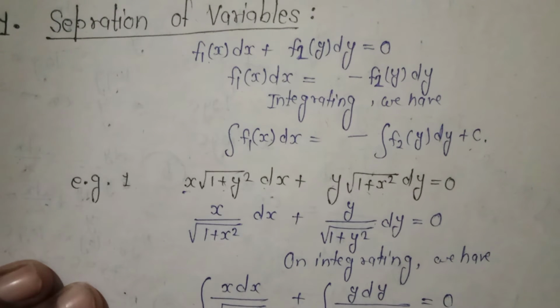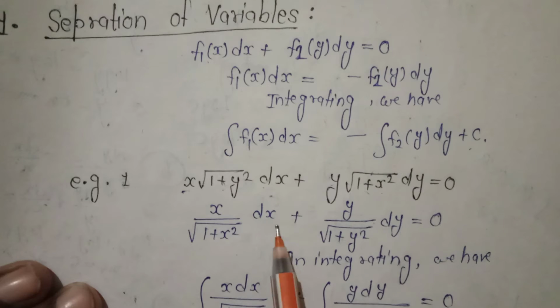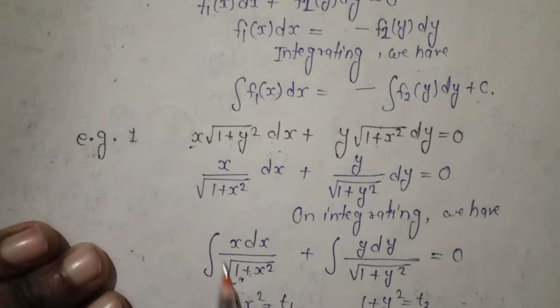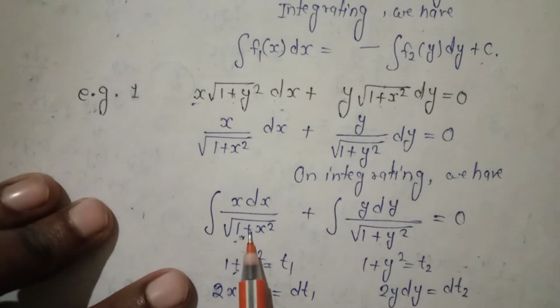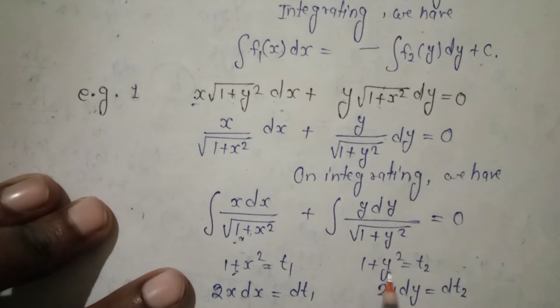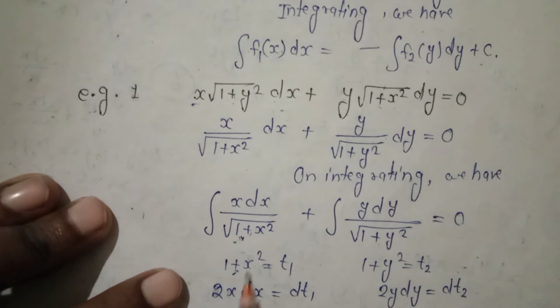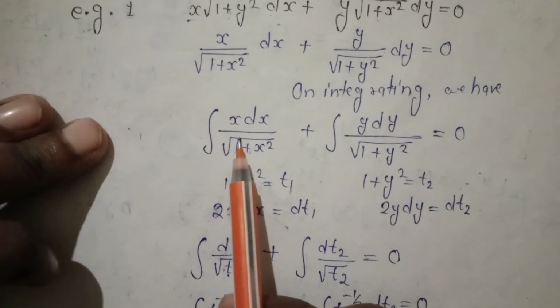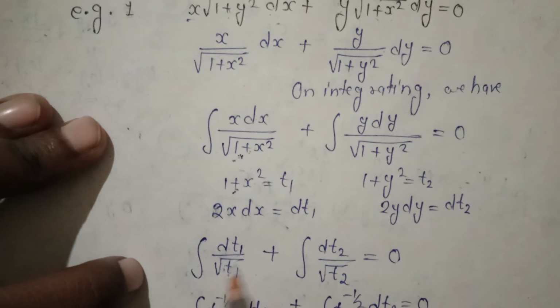Now we will integrate this with respect to x, and this with respect to y. After integrating, this is x dx upon under root 1 plus x square plus y dy upon under root 1 plus y square. Now we will assume 1 plus x square as t1 and 1 plus y square as t2. So 2x dx is equal to dt1 and 2y dy is equal to dt2. Now if we put this into the integral, we get integration dt1 upon root t1 plus dt2 upon root t2, and that is equal to 0.